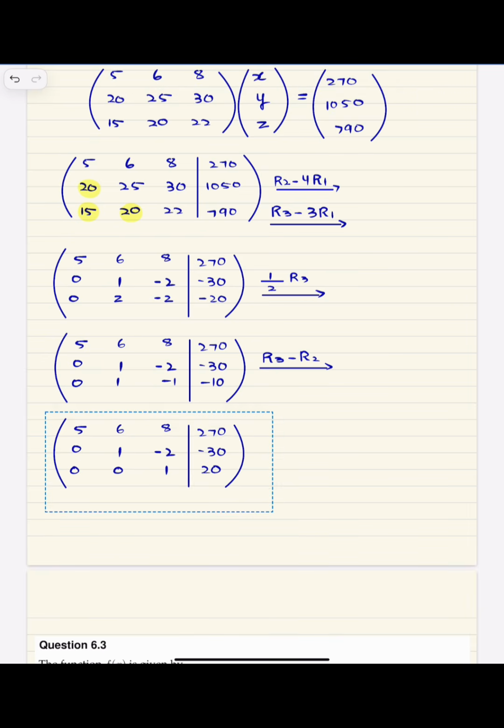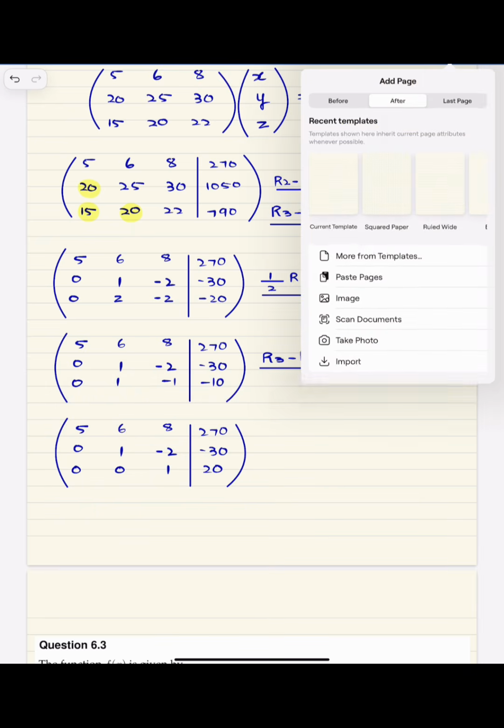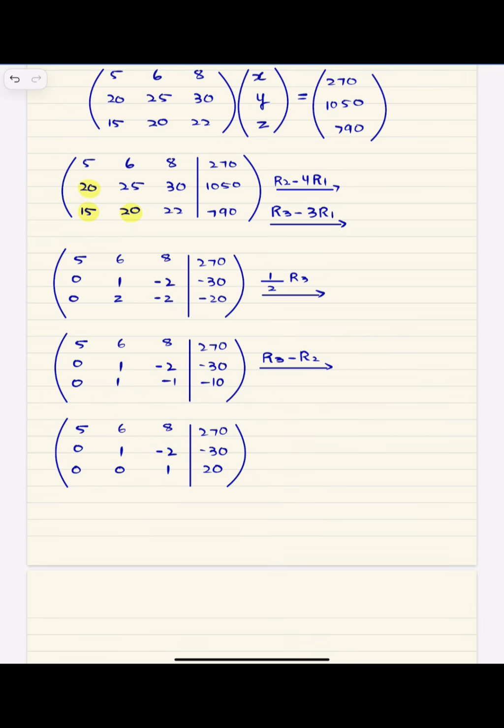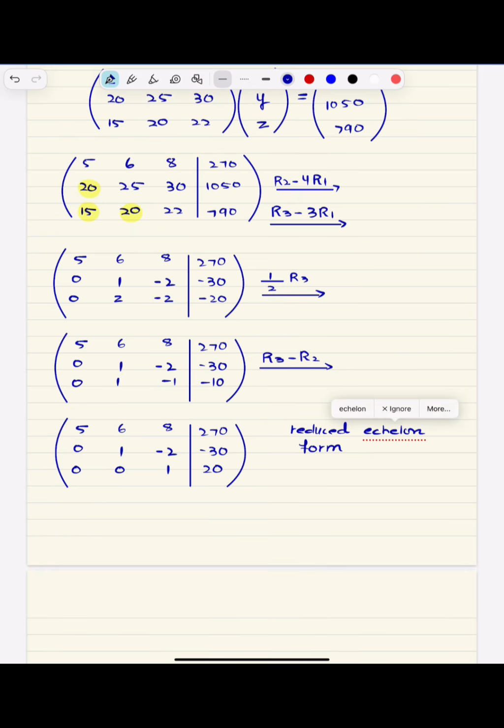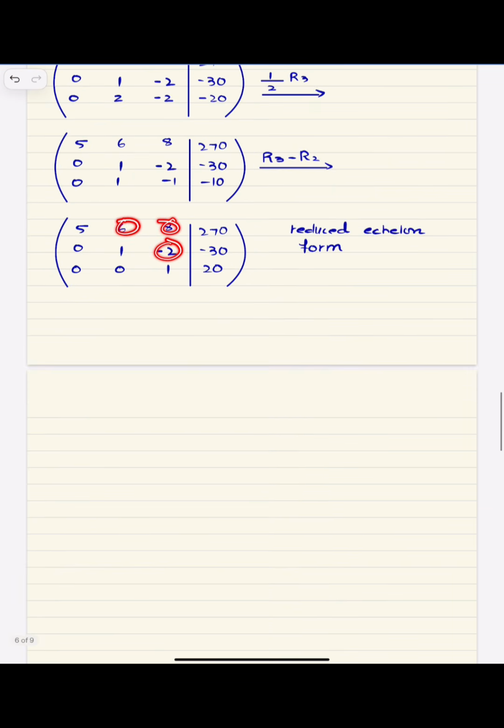Okay, so now let's make our way backwards. This is known as the reduced echelon form. I hope I'm right about this because it's been a while since I did algebra, but I think this is called the reduced echelon form, and the row reduced echelon form would have zeros over here as well. Okay, so the last equation tells us that the value of z is equal to 20.